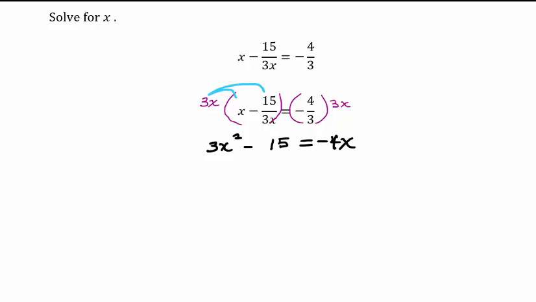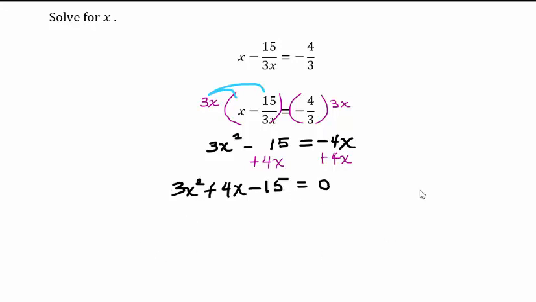So we're going to try to factor if possible. But in order to do that, I need to move all terms to one side. So we'll add 4x to each side. And that gives us 3x squared plus 4x minus 15 equals 0.